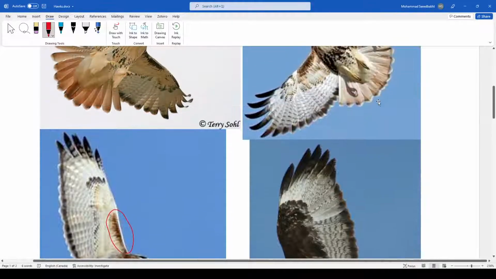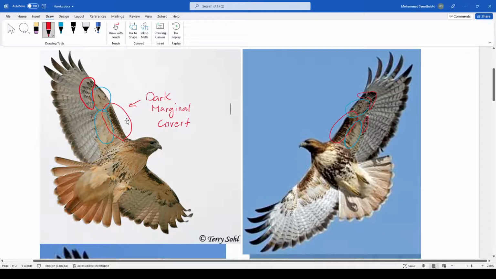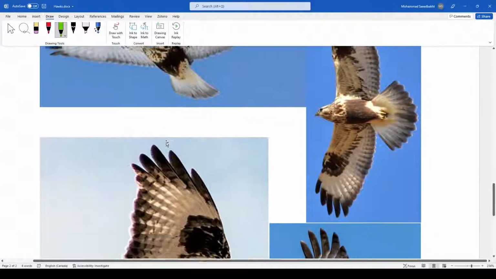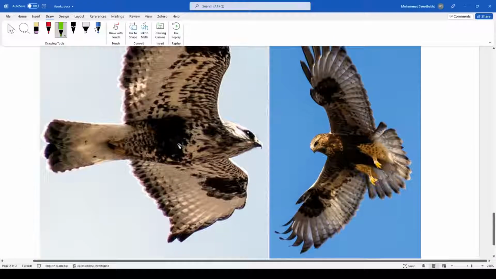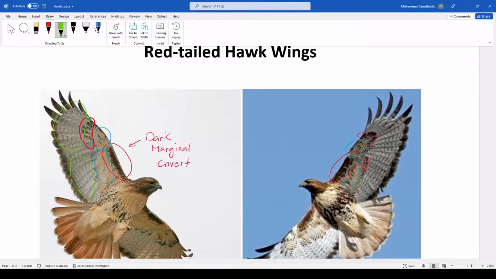Now, you only have to remember the covert area. The rest of the wing is not really that important because it looks very similar to the rough-legged hawk. If you look at the primary feathers and the secondary feathers and compare them to a rough-legged hawk, they're all light color and they have dark tips. So the primary feathers and secondary feathers are not something we can mention as a distinguishable feature.